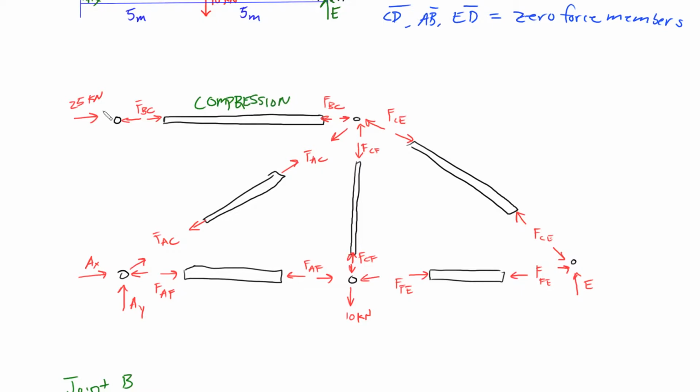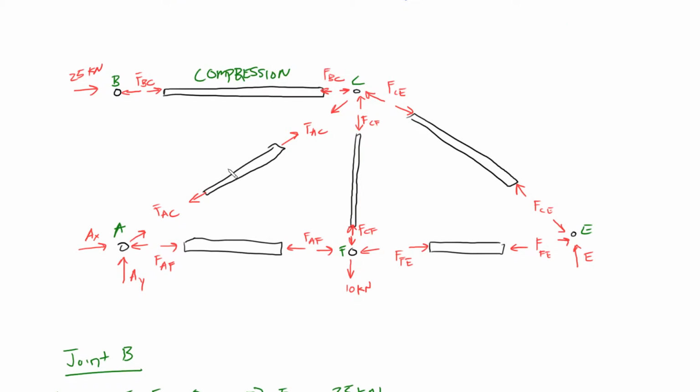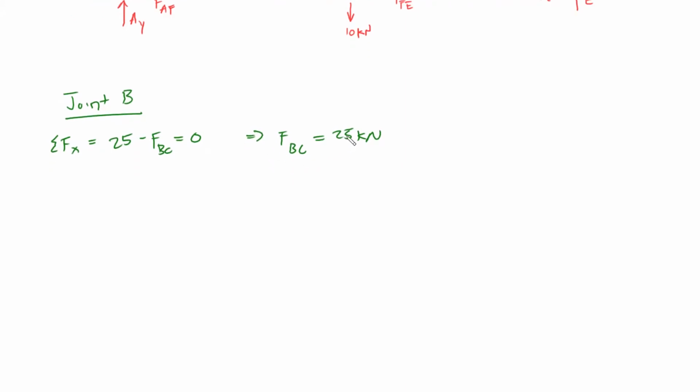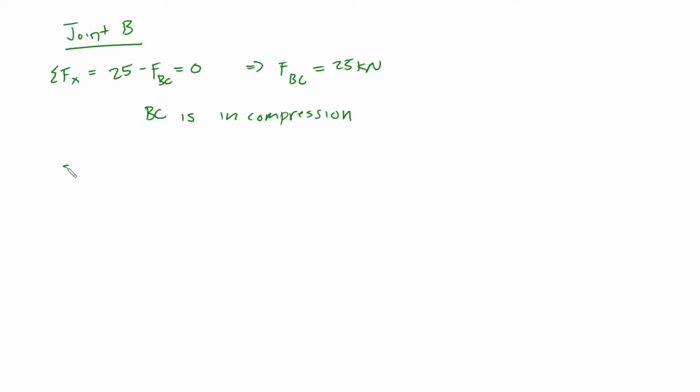And let me just label the joints real quick. So what we have is that the member BC is in compression by this equation right here, since FBC is positive, meaning I drew the reaction forces correctly. So let me write that out again. BC is in compression. So the next joint we're going to look at is joint F.